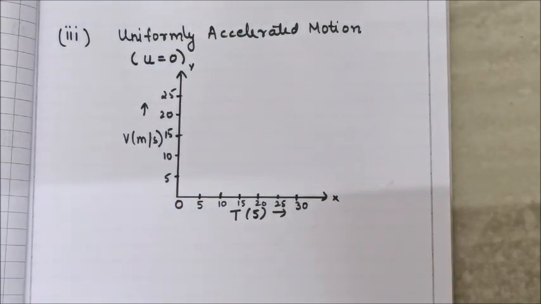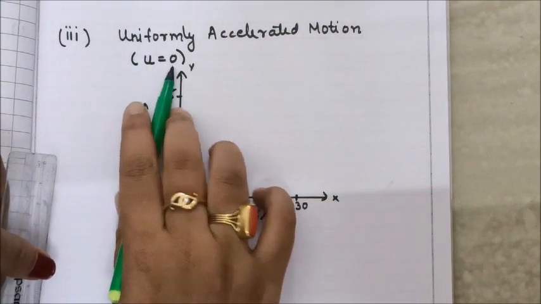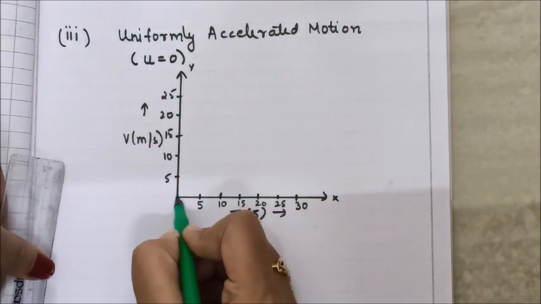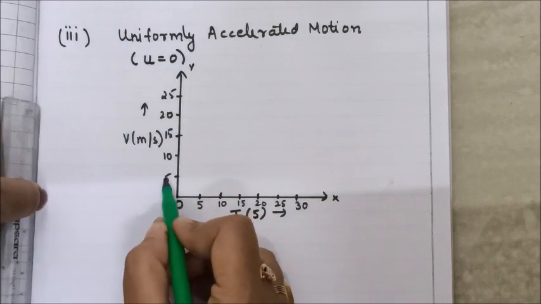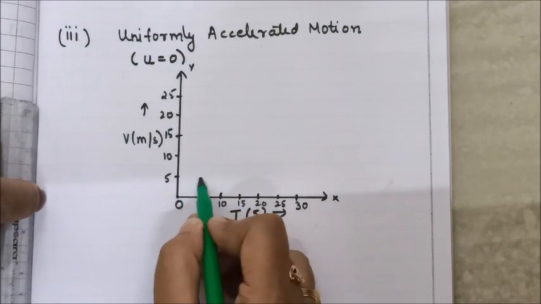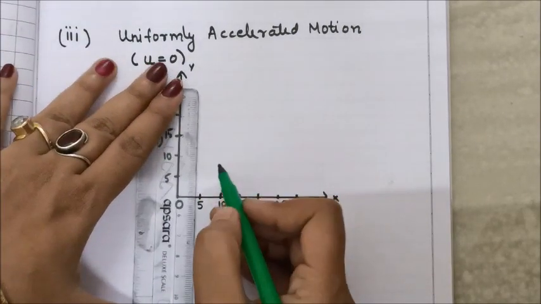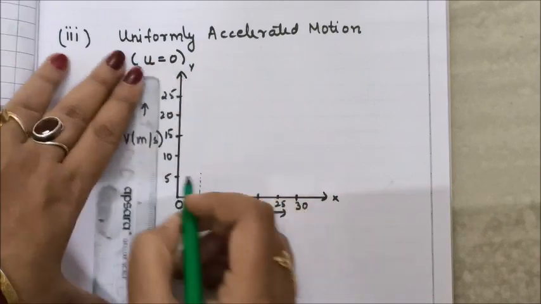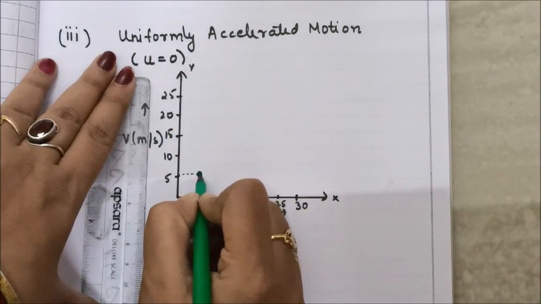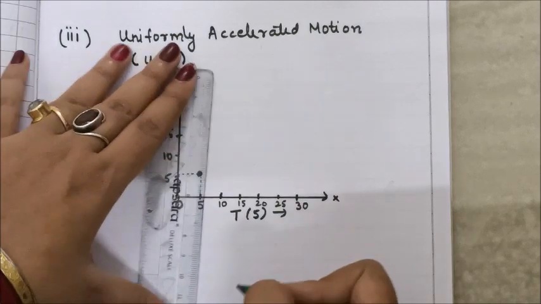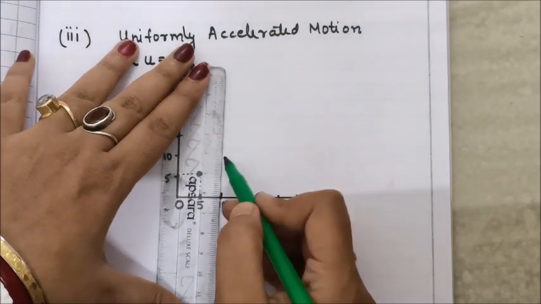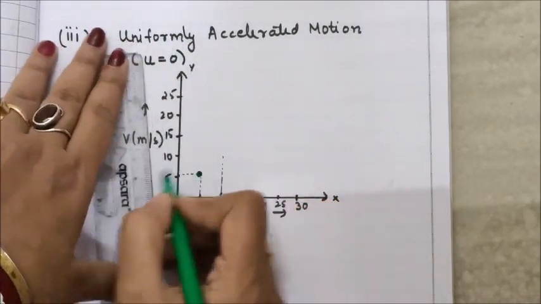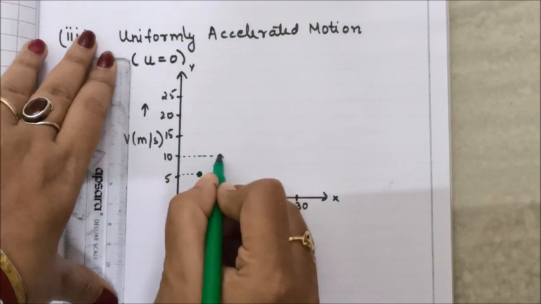So if my body is changing its velocity, since u is 0, my graph is going to start from the origin. If it changed velocity in 5 seconds by 5 meter per second, my first point will be plotted here. Then at 10 seconds it increased its velocity by another 5, so it reached a velocity of 10.